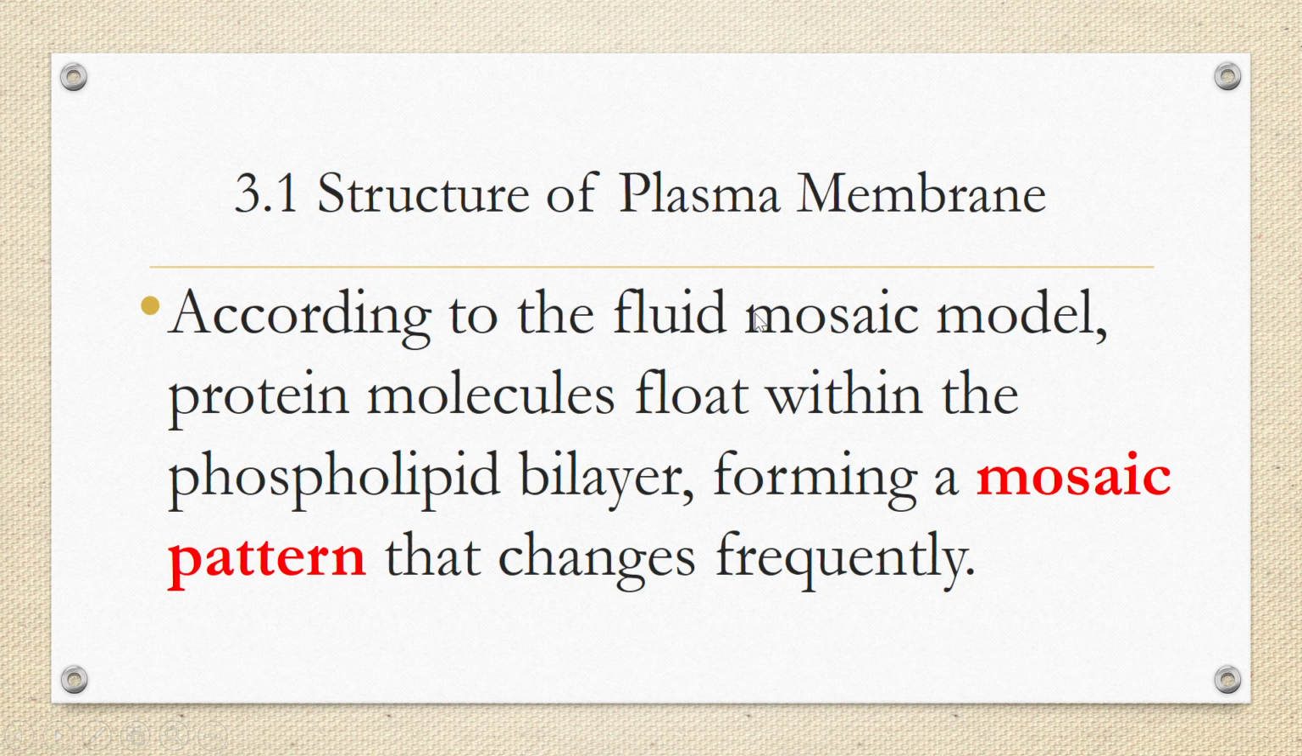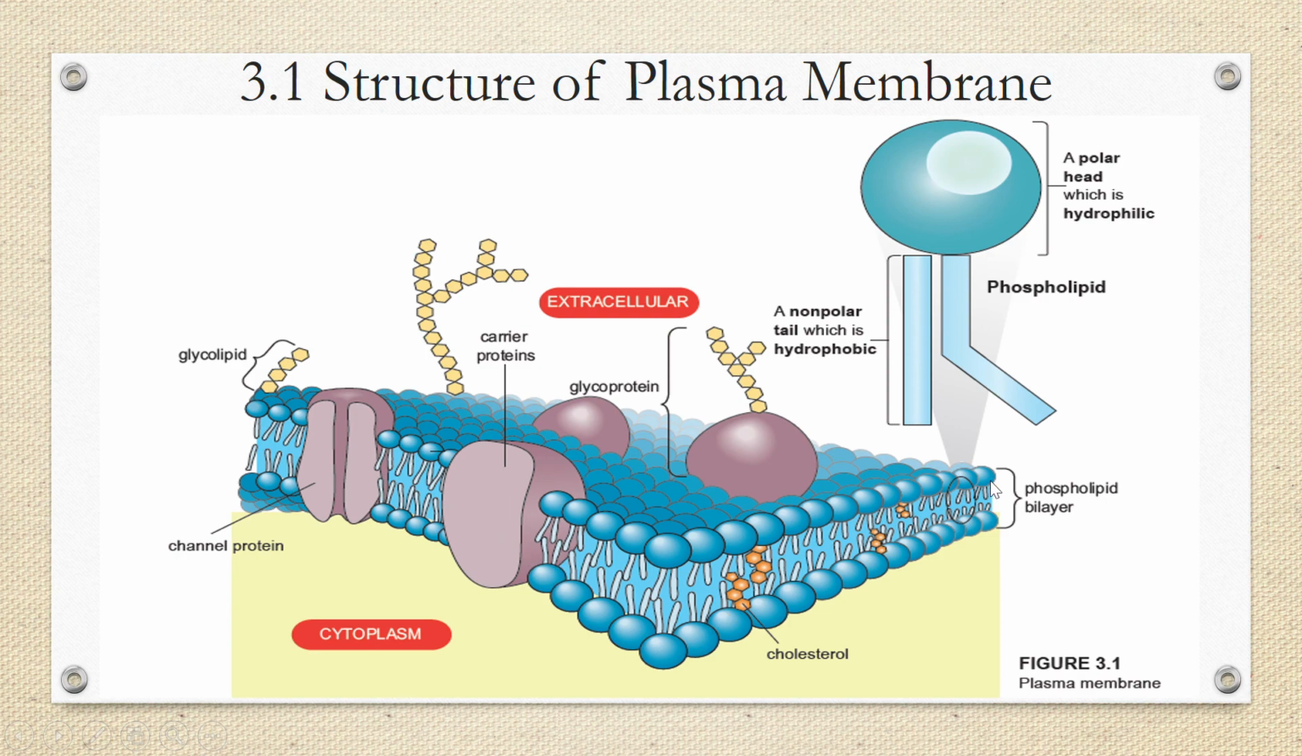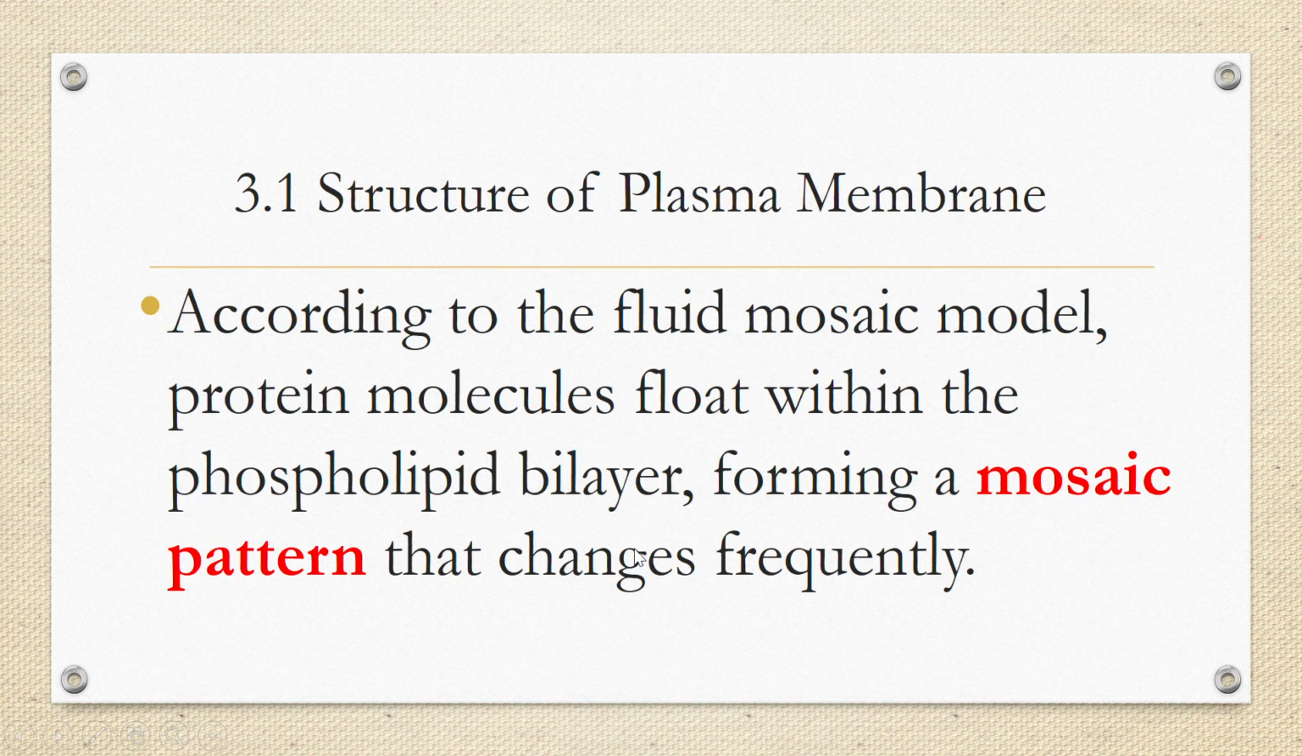Okay, according to the fluid mosaic model, the protein molecules float within the phospholipid bilayer, forming a mosaic pattern that changes frequently. So in other words, when you look at this it seems rigid and solid, but actually they are dynamically moving, or in other words, they are flexible and change frequently. So this is called the fluid mosaic model.